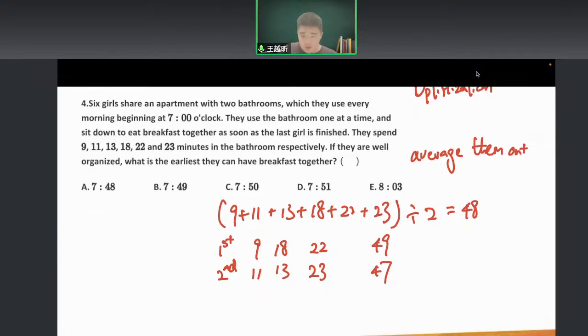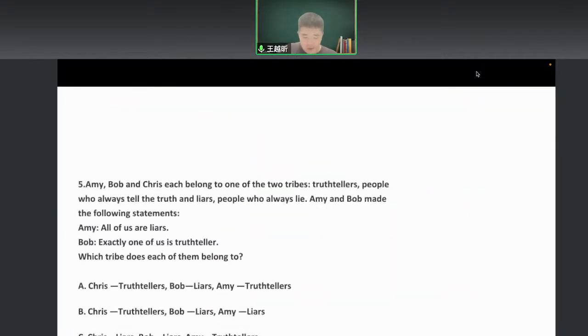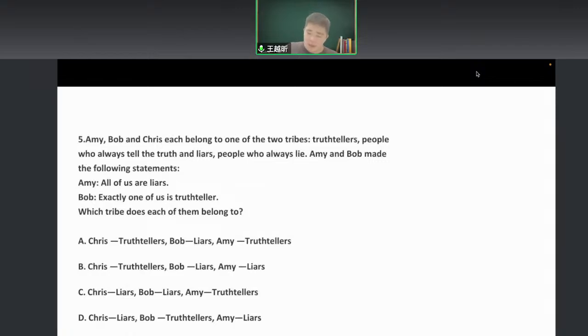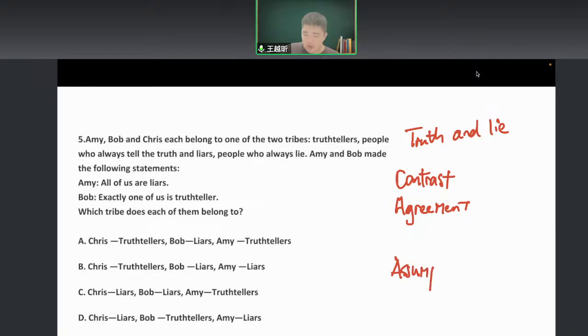Alright, so move on. We go to question 5. Question 5 is about choosing a line, logic reasoning. The method we use here is the 2 methods. We first find whether there is any statement in contrast or in agreement. The second method we're going to use is the assumption. I'm going to go through this question very quickly.